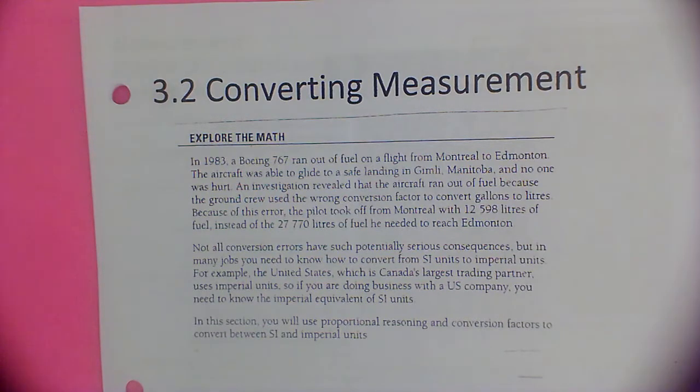For example, the United States, which is Canada's largest trading partner, uses imperial units. So if you're doing business with a US company, you will need to know the imperial to SI, or metric, standard conversions. We're going to use proportional reasoning and our conversion factors for this.